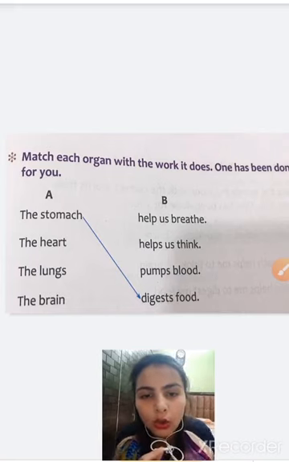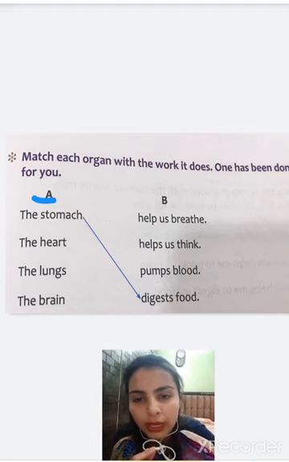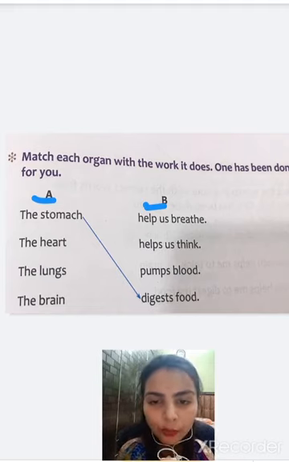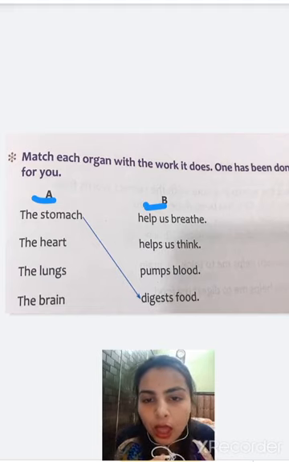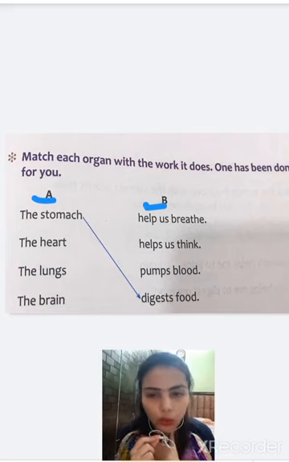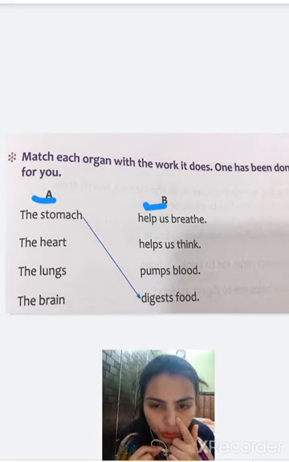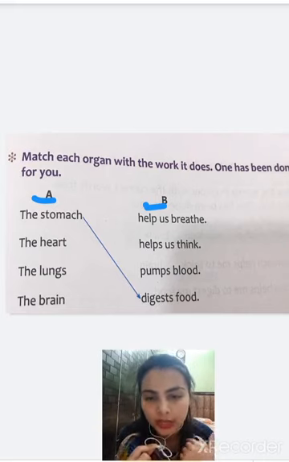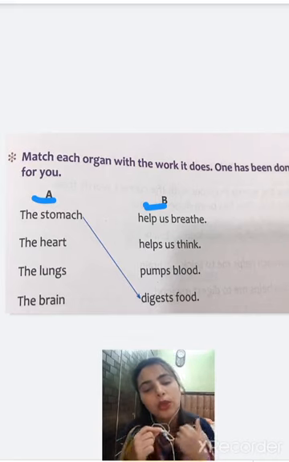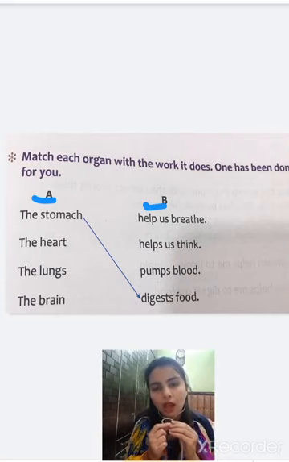See here, this is column A and column B. In column A, the first one is the stomach. The stomach digests food, so it matches the stomach with digest food. Next is the heart. See the first one of B, helps us breathe. Does our heart help us breathe? No. Lungs help us breathe. We breathe through our nose and it goes directly to our lungs. So the first one will not match with the heart.